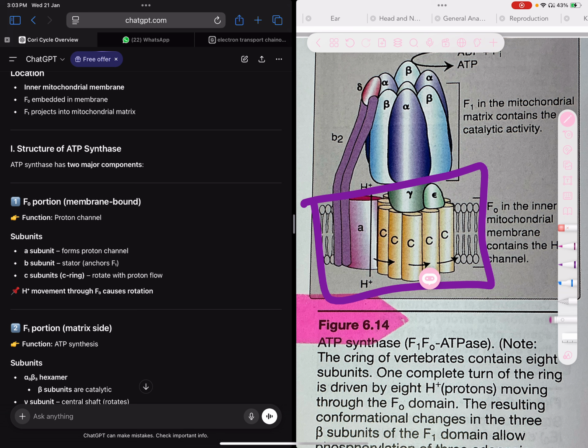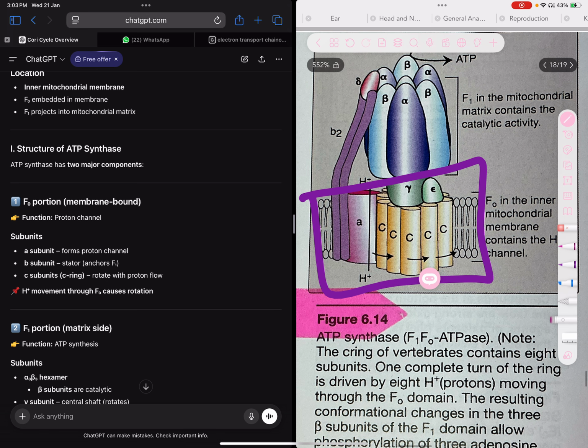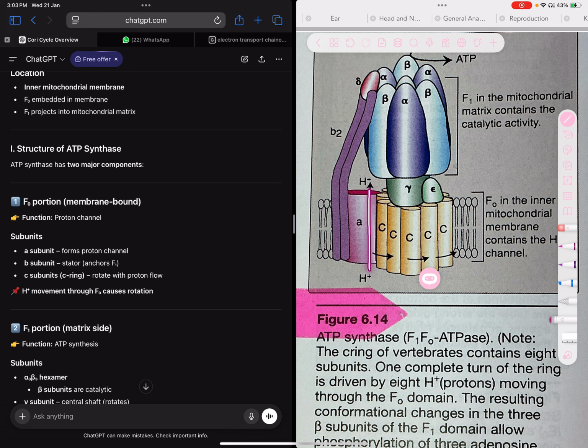So first of all, this functions as a proton channel. It has an alpha subunit right here. You can see this acts like a proton channel. So this is basically the major proton channel. That's the alpha subunit of the F0 domain.